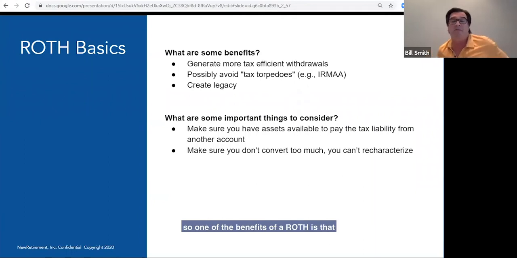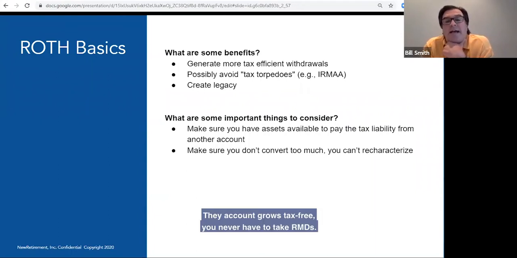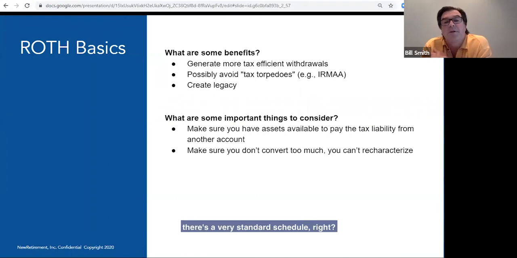So one of the benefits of a Roth is that you pay the taxes now. The account grows tax-free. You never have to take RMDs. All right. So with RMDs, required distributions, there's a very standard schedule, right?